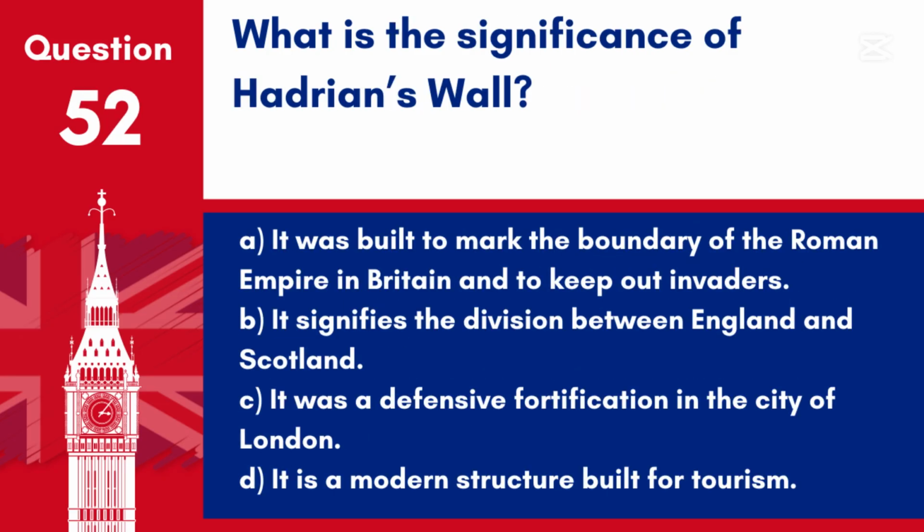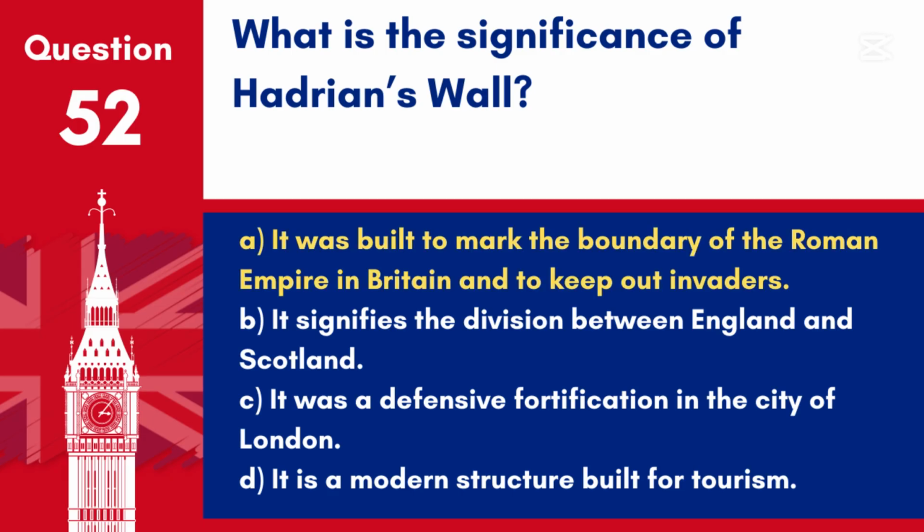Question 52. What is the significance of Hadrian's Wall? A. It was built to mark the boundary of the Roman Empire in Britain and to keep out invaders. B. It signifies the division between England and Scotland. C. It was a defensive fortification in the City of London. D. It is a modern structure built for tourism.